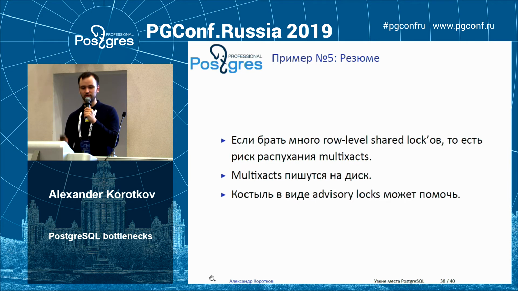The summary is as follows. If you take a lot of row level shared locks, then you have a risk that the multixacts will get too many, and multixacts are written to disk, and this is an additional disk load. The bypass in the form of advisory locks can help you.